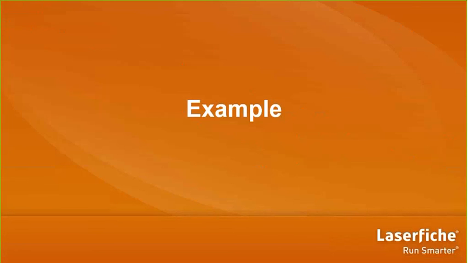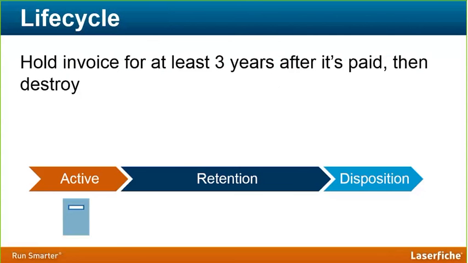So now I'll be going over a slide example of what that looks like. Here's an example of a records management rule. Let's really break this down and find out how this is going to translate within Laserfiche. In this example, we're going to go over an invoice. This is going to be our record here. After its active phase, it's telling us you need to hold this invoice for at least 3 years after it's paid, then destroy.